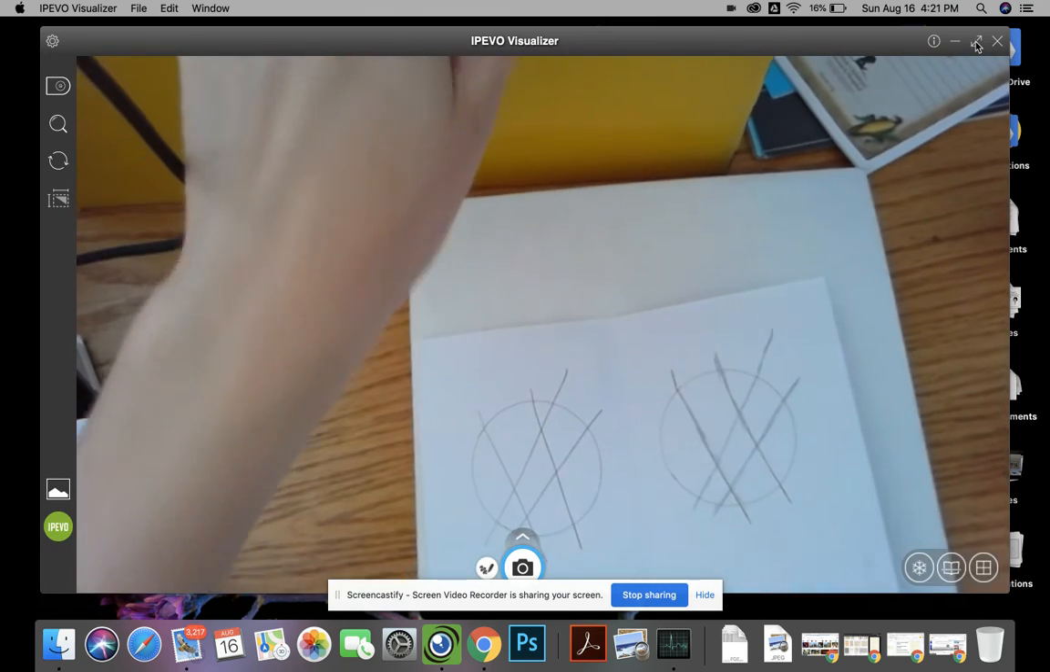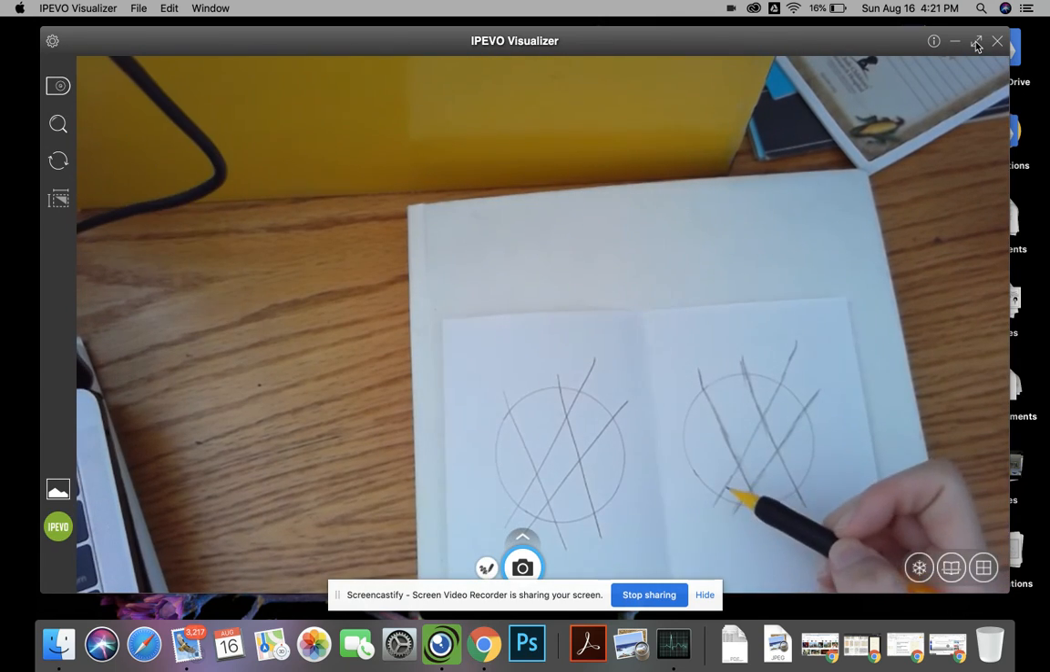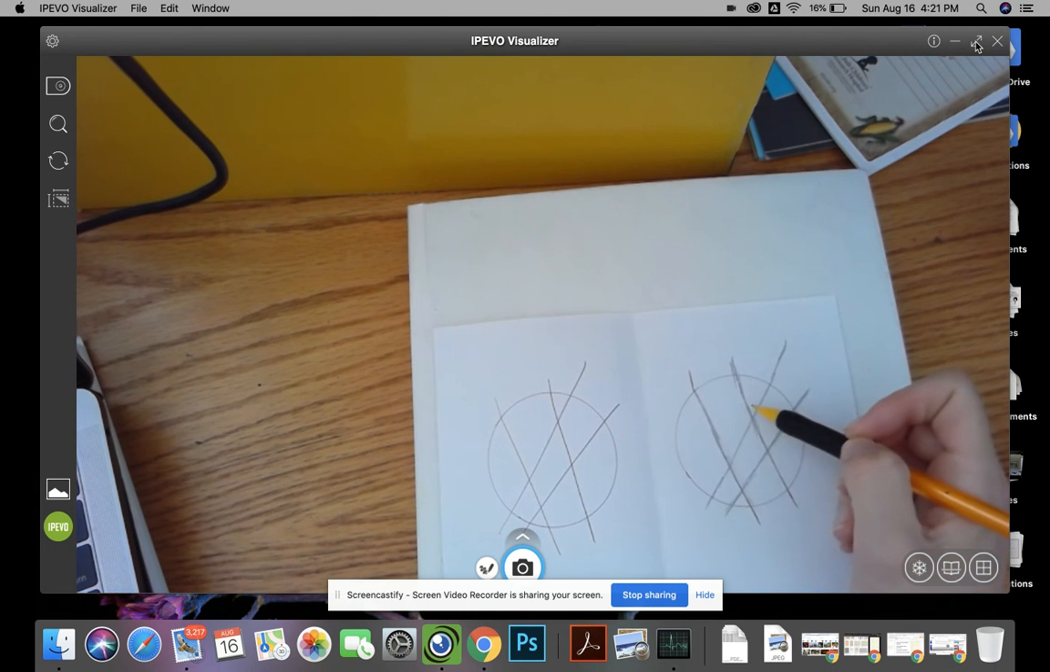But that's how you pay attention a little bit more to line direction and pay attention to negative space. It's going to help you as well.